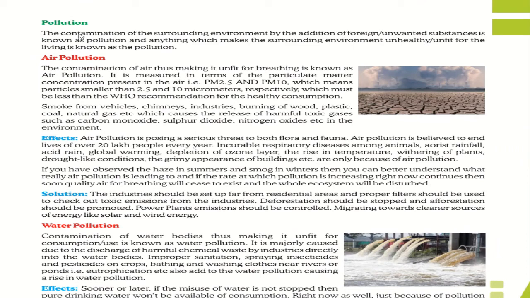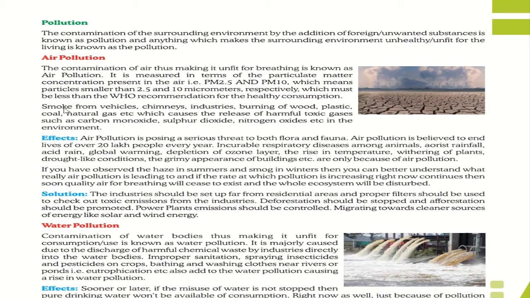Next is pollution. The contamination of the surrounding environment by the addition of foreign or unwanted substances is known as pollution. Anything which makes the surrounding environment unhealthy or unfit for the living is known as pollution. There are various pollutions. First is air pollution. Contamination of air, thus making it unfit for breathing, is known as air pollution. It is measured in terms of particulate matter concentration present in the air, that is PM 2.5 and PM 10, which means particles smaller than 2.5 and 10 micrometers.